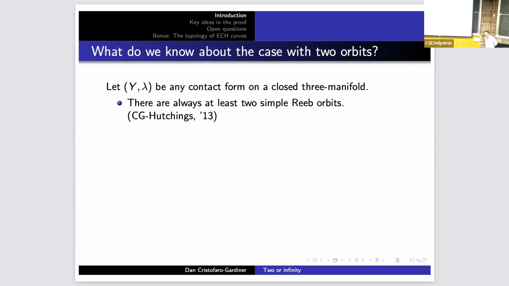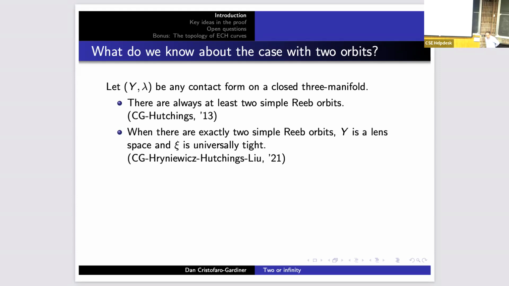We don't want to go into all of that. But I do want to say something about what we know about the case with two orbits, because that's actually pretty cool, in my opinion. So I'm saying you always have two or infinitely many, so it's natural to ask what happens when you have two. Well, first of all, you always have at least two. That's something I proved with Michael Hutchings about a decade ago. And actually, even in the case of the sphere, that was not known at the time. So that's the first part of this two or infinity conjecture. But there's a lot that is known when there are exactly two. What you learn is that the manifold is actually a lens space, and the contact structure is not only tight, it's even universally tight.